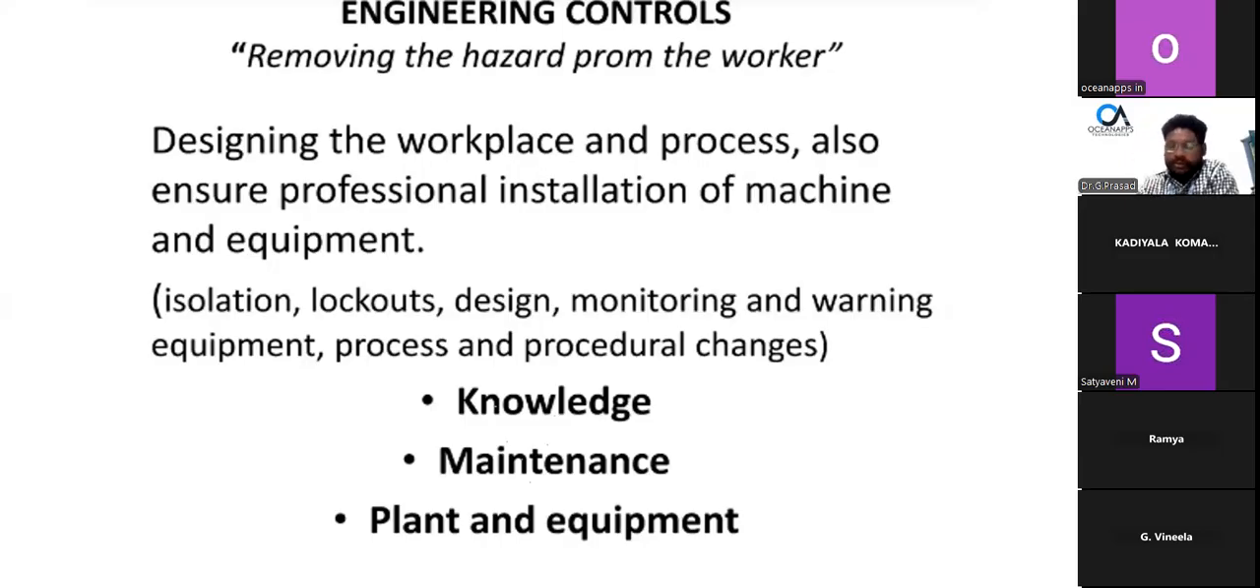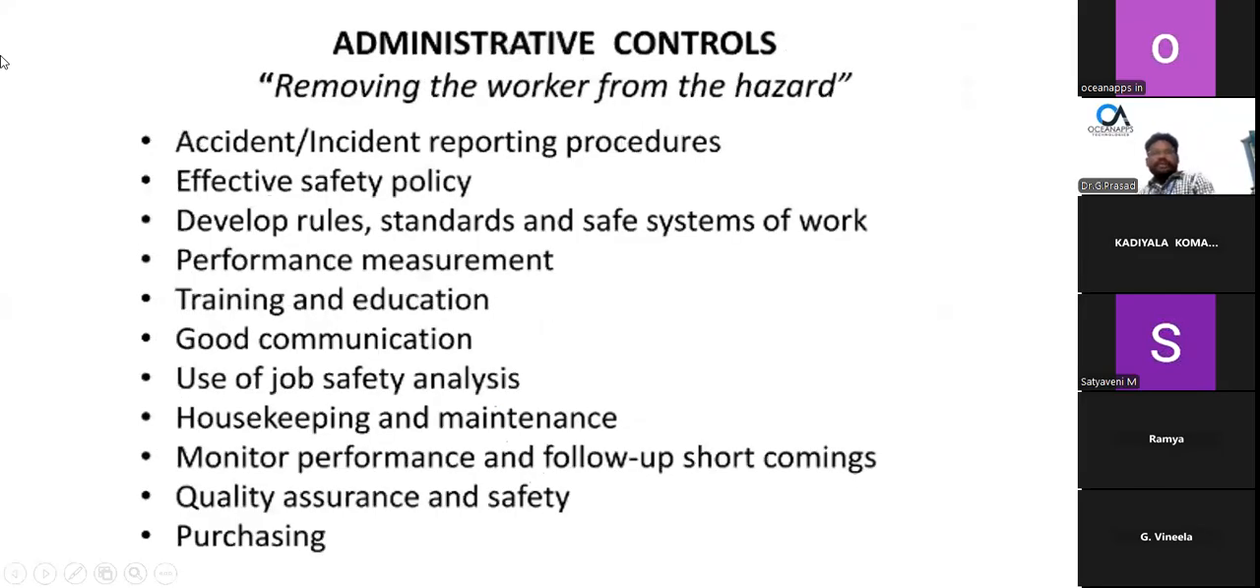Then automatically 90% of the problems will not come from there. Without idea and without proper knowledge regarding the machine or equipment or process, you are simply working on that without knowledge, and there is a risk, and you have to face whatever situations come from that place. Okay. Regarding that you should have the knowledge, maintenance, plant and equipment. Administrative control, accident and incident reporting procedures, effective safety policy, develop rules, standards and safe systems of work, performance measurement, training and education, good communication.